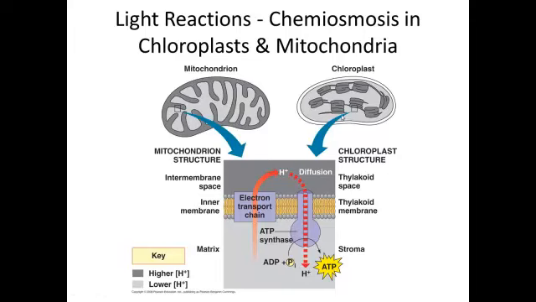The enzyme ATP synthase, which is found in both chloroplasts and mitochondria, allows the protons to move down the concentration gradient. The energy from this movement is used to regenerate ATP from ADP and inorganic phosphate. This process is called chemiosmosis in both chloroplasts and mitochondria.